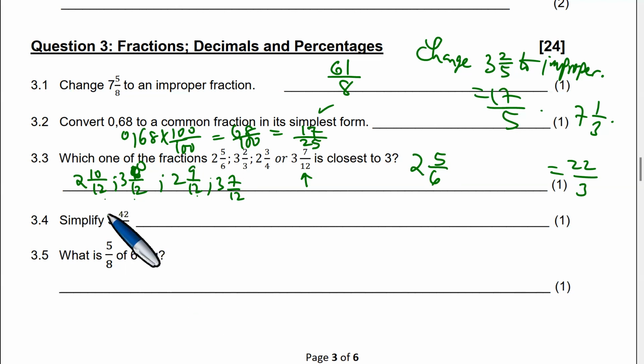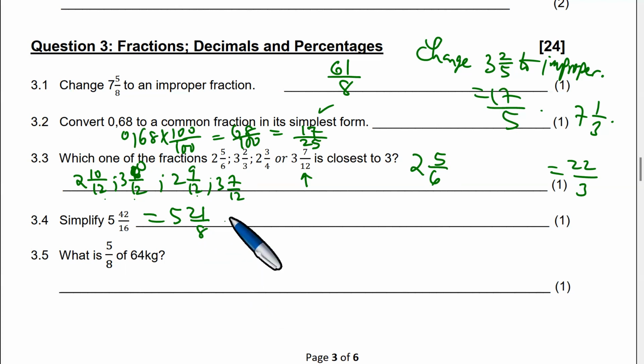Next. Simplify 5 and 42 out of 16. What's the simplified answer, Lindsay? So is it 21 over 8? Let's check. How do you know? So we had to divide it by 2. That's correct. So it's going to be 5 and 21 out of 8, but you're not done yet.